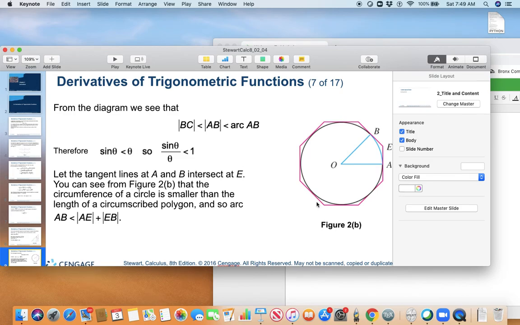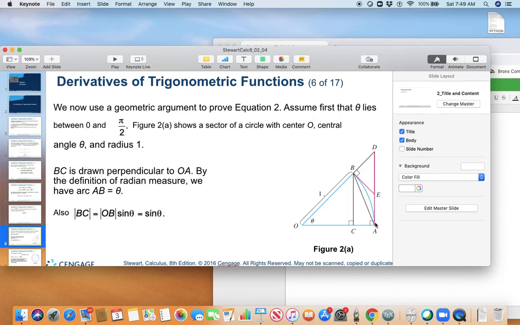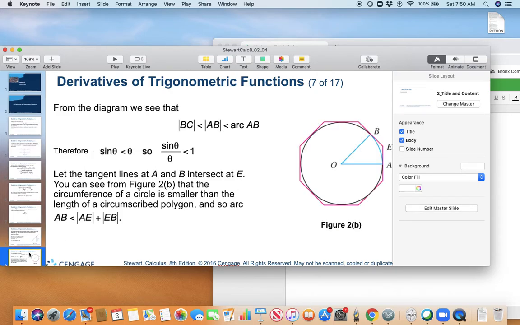From the diagram we see that length BC is less than length AB, which is less than arc AB. BC is less than length AB. Why? Because this is a right angle triangle and AB is the hypotenuse, so the hypotenuse is indeed longer than either of the other sides. On the other hand, this arc is subtended away, so that arc is longer than AB. In other words, this is sine theta and this is theta. So divide both sides by theta, knowing that theta is positive, you get less than 1.